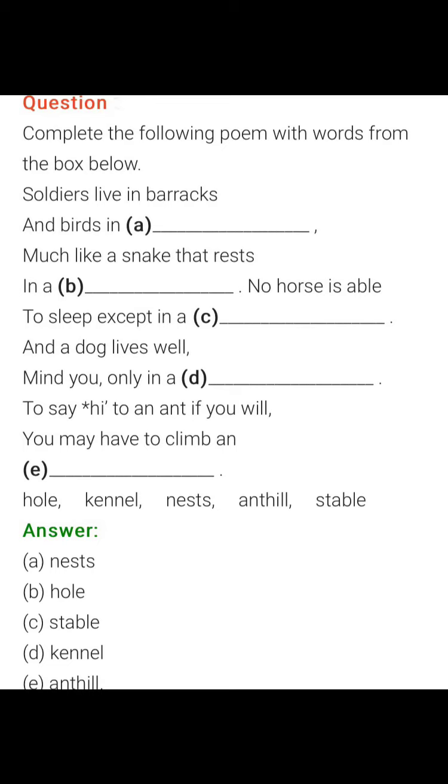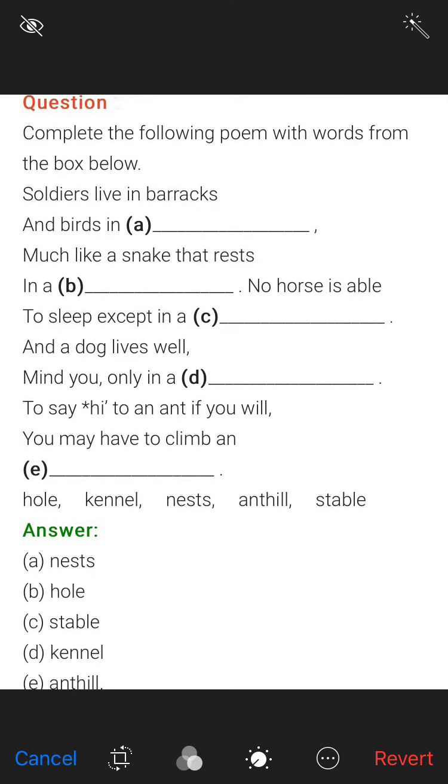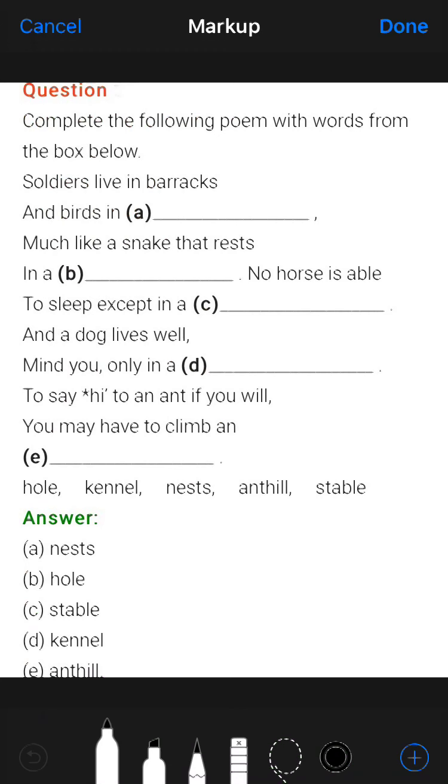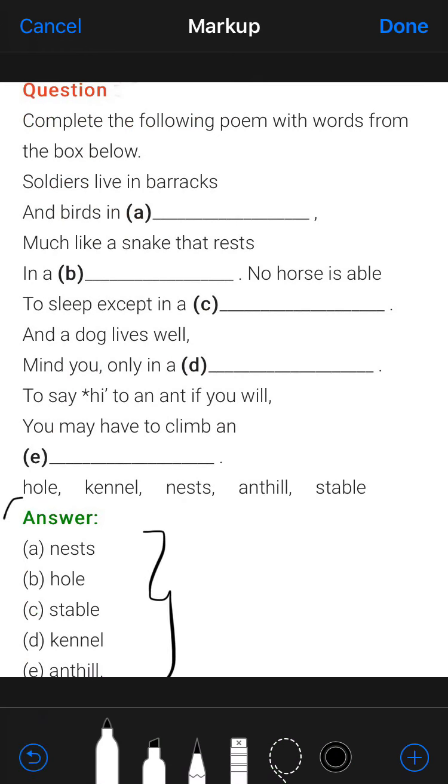No horse is able to sleep except in a stable. A dog lives well, mind you, only in a kennel. To say hi to an ant if you will, you might have to climb an anthill. So these are the answers related to this particular question. You can write them from here itself. Here in column A you will fill nest, in B hole, in C you will fill stable, in D you will write kennel, and E will have anthill.